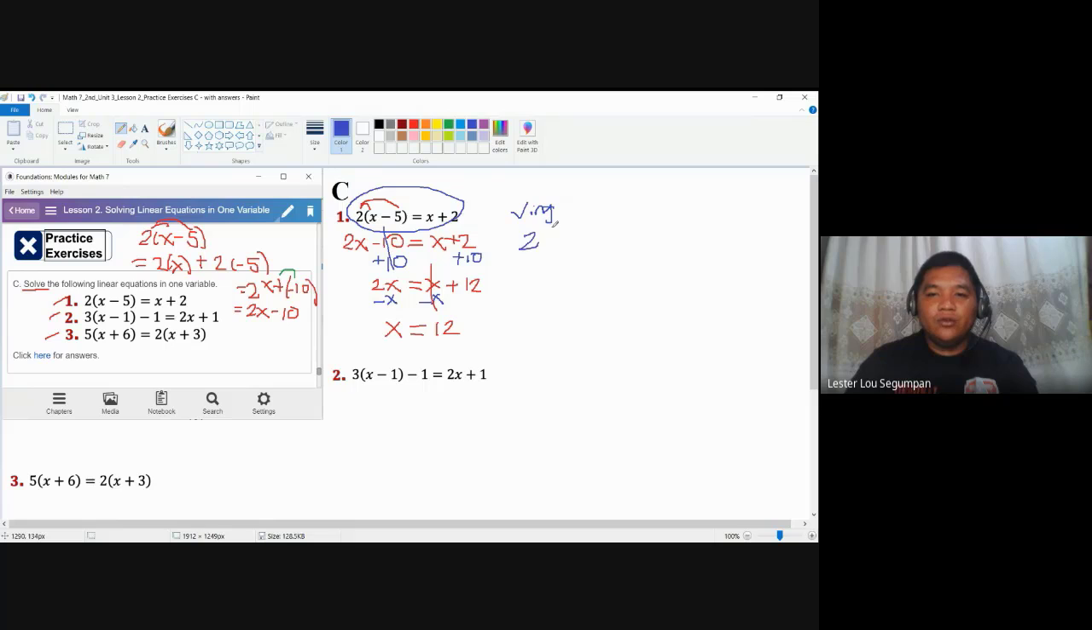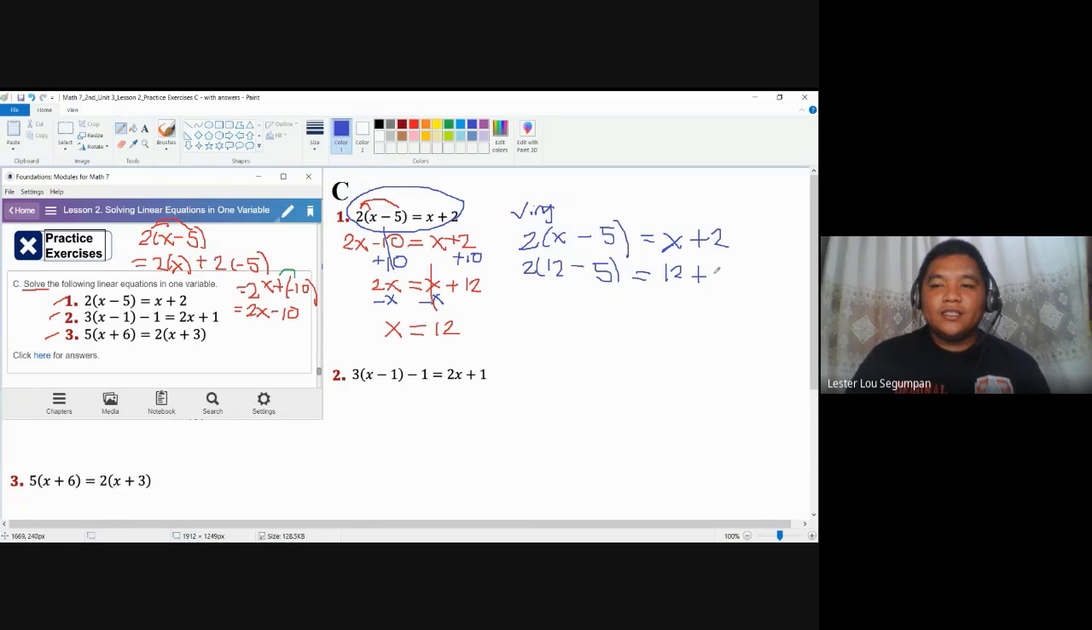So you will have 2 times the quantity x minus 5, and the other side is x plus 2. Again, I have not been placing question marks yet because I have not substituted yet. Now that we are going to substitute 12, you have 12 minus 5. The other side will become 12 plus 2. And this is the time that you will actually use the question mark.